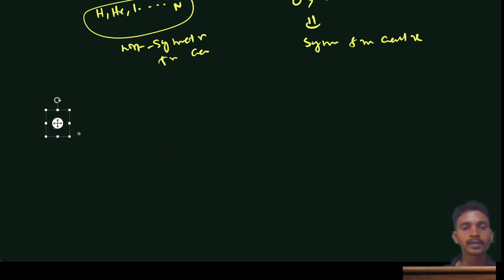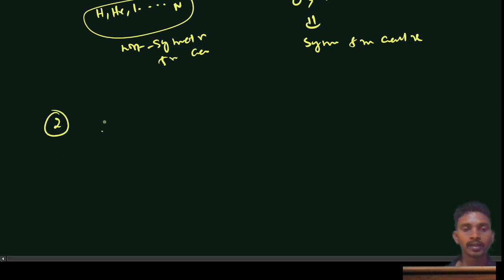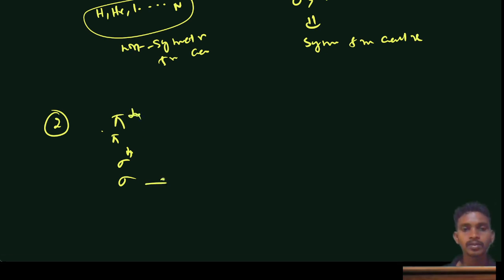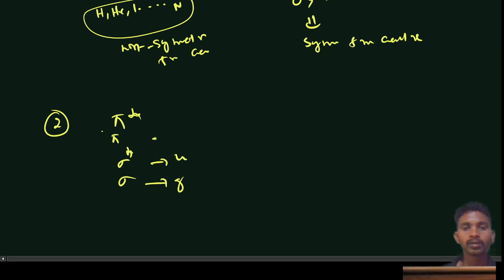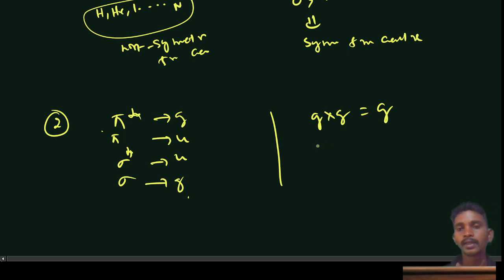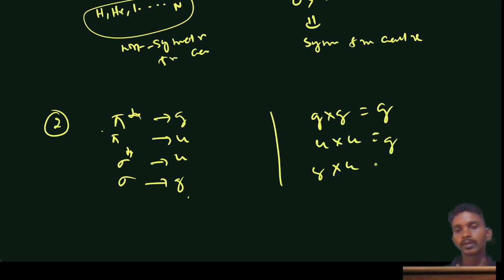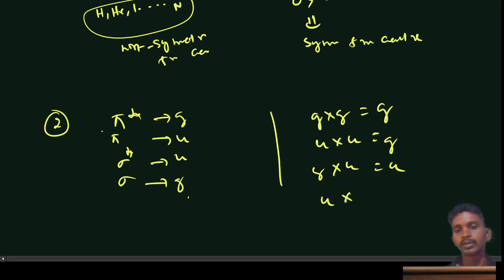And the second thing you have to remember is sigma, sigma star, pi, and pi star. So sigma is always g, then this is u, then this is u, then this will be g. So g u u g. Another thing: g into g is always g, and u into u is always g, and g into u will be u, and u into g will be u. Okay, these things you have to remember.